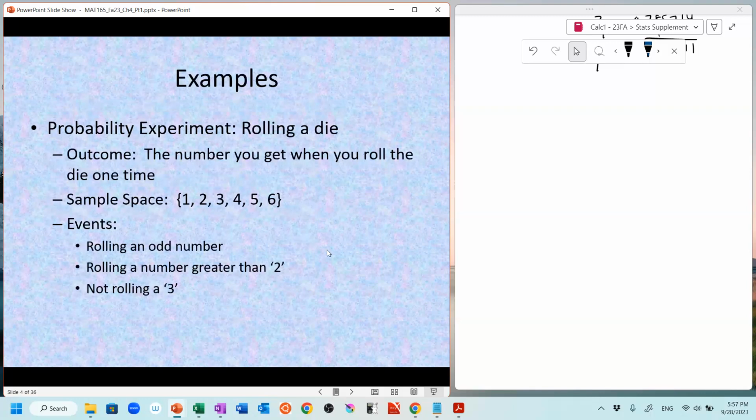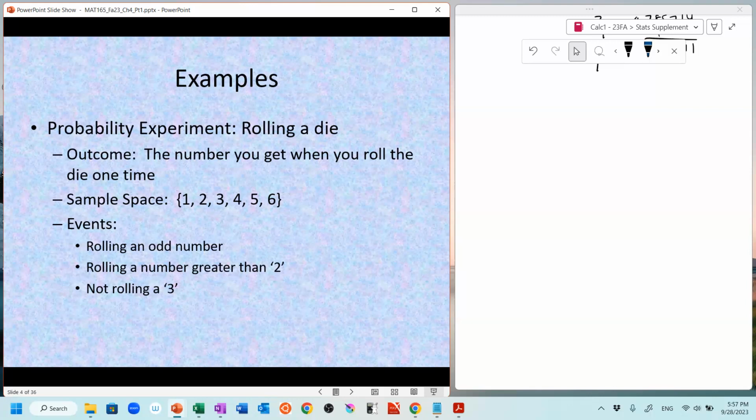So some examples. Probability experiment, rolling a die. Anytime that we say a die, we mean a standard 6-sided die where all faces are equally likely. If we say flip a coin, unless otherwise noted, we mean a fair coin, so heads, tails, each come up equally likely. And let's say the outcome that we're interested in is just the number we get when we roll a die one time. The sample space under our model is 1, 2, 3, 4, 5, 6. These are the possible outcomes. And there's lots of events we could talk about, like rolling an odd number. This would be an event consisting of the outcomes 1, 3, and 5, and not including the outcomes 2, 4, 6.